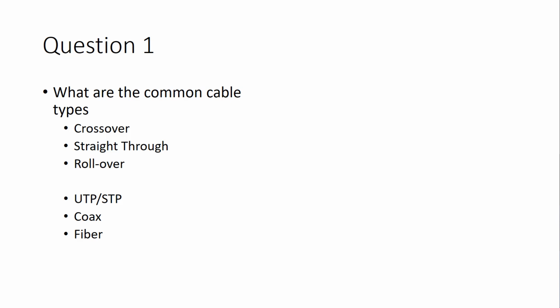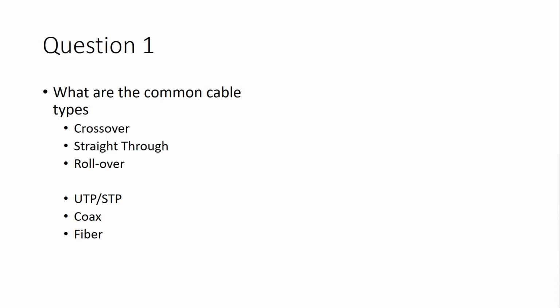So a crossover is used to connect like devices. A switch to a switch, a PC to a PC. A router and a PC are identical, so keep that in mind. A PC to a router, for communication purposes, typically will be a crossover, because a router is a dumb computer. If they're unlike devices, it'll be a straight through.